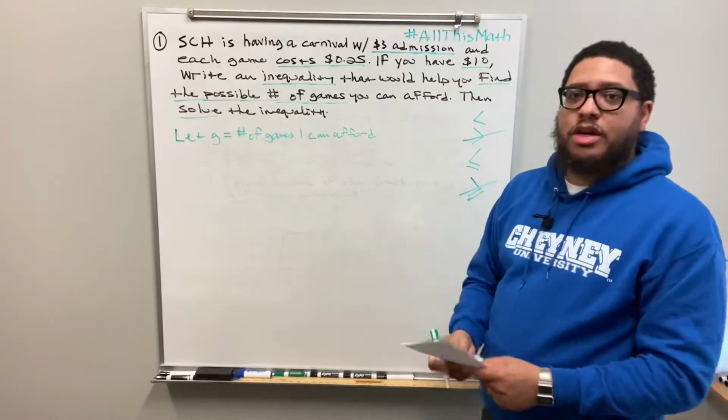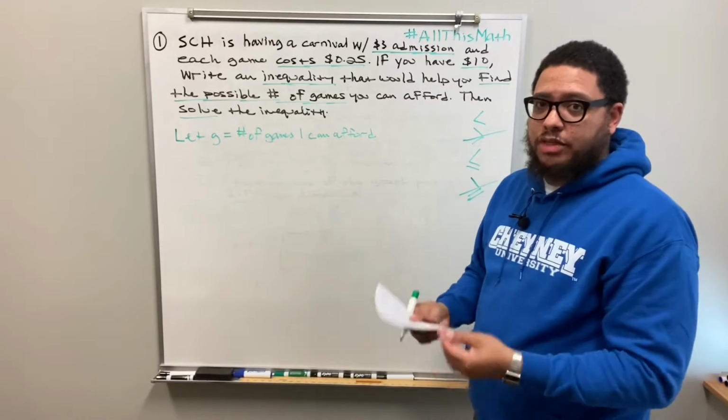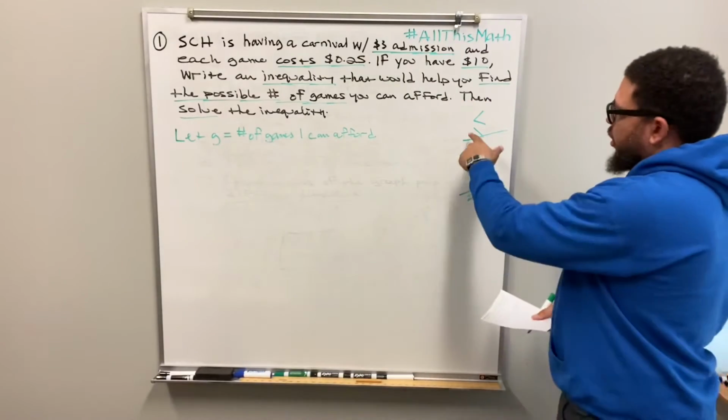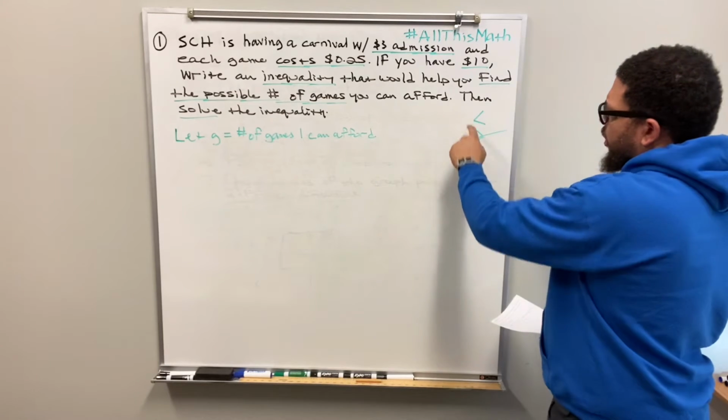This is like real life. When you have $10, you got $10. You can't go above and beyond the $10 because that's what you really have, just $10. All right. So then that rules out this symbol and this symbol right here. So it's got to be one of these two.